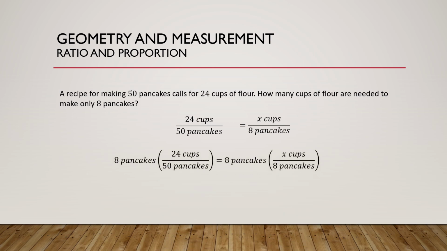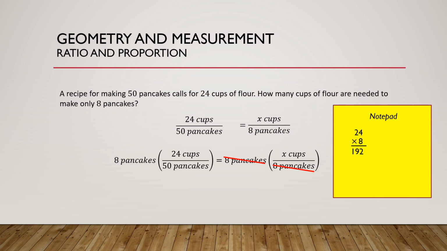On the right side, the 8's cancel. On the left, 8 times 24 equals 192. Then 192 divided by 50 equals 3.84 cups of flour.